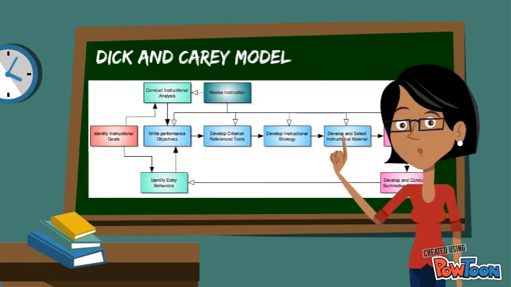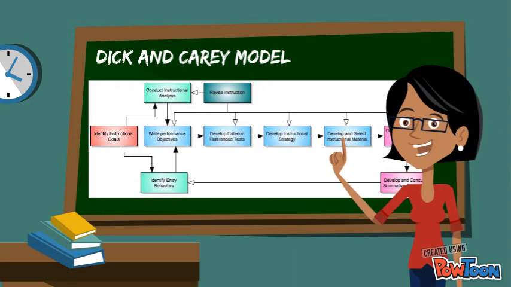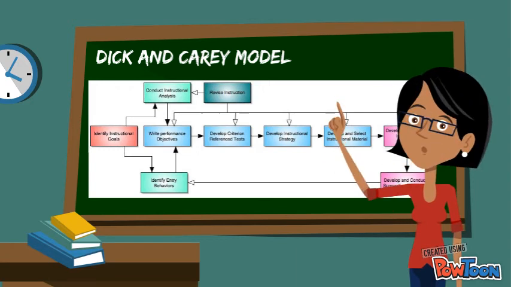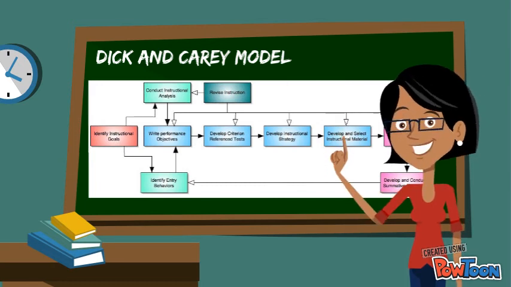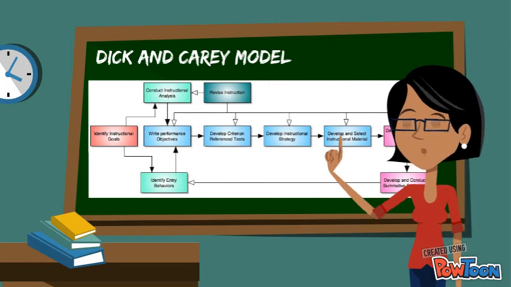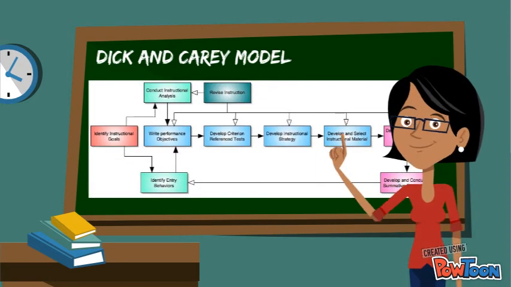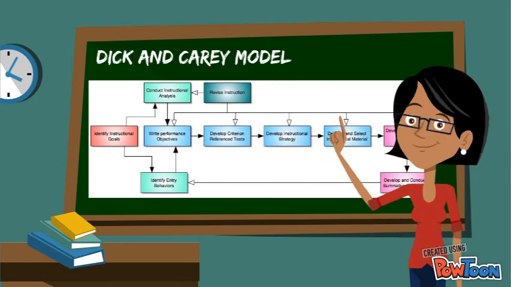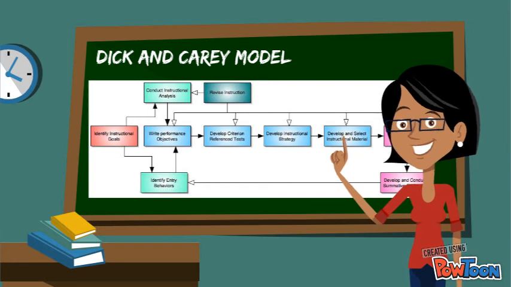In 1978, 3 gentlemen by the names of Walter Dick, Lou Carey, and James Carey developed the detailed and comprehensive process of what is now known as the Dick and Carey model. This system includes 10 major processes that start with identifying instructional goals and end with summative evaluations. All 10 components depend on each other for input and output. The feedback gathered is then used to determine if the goal has been met.